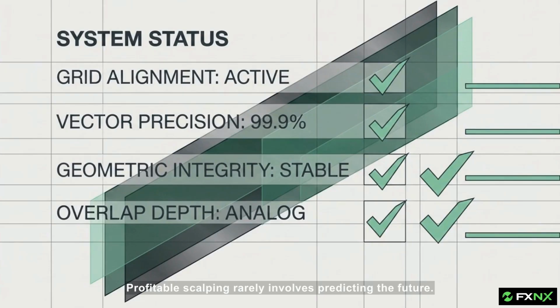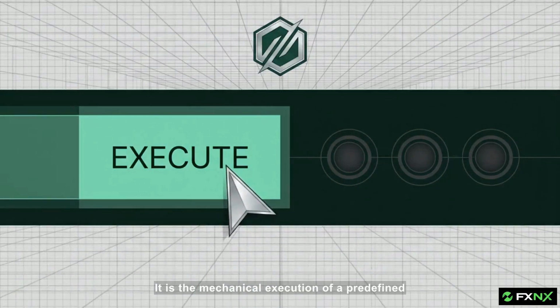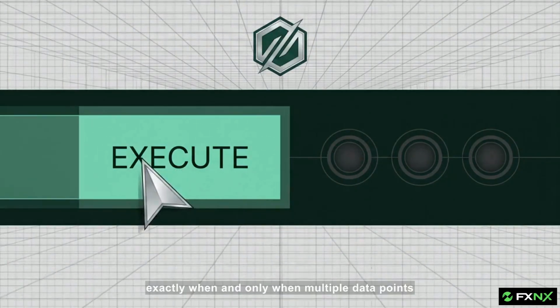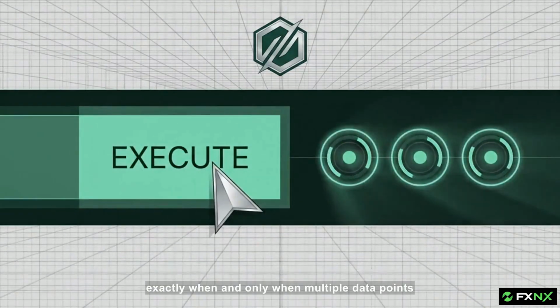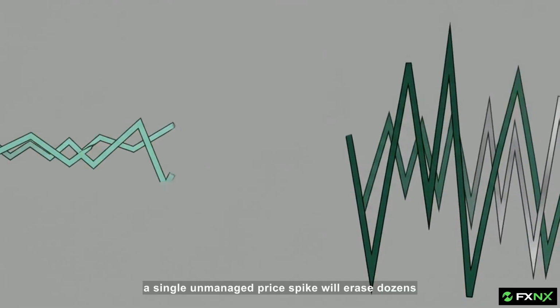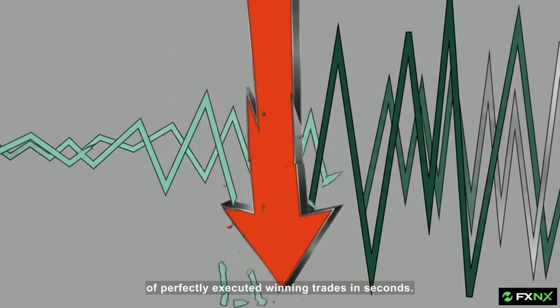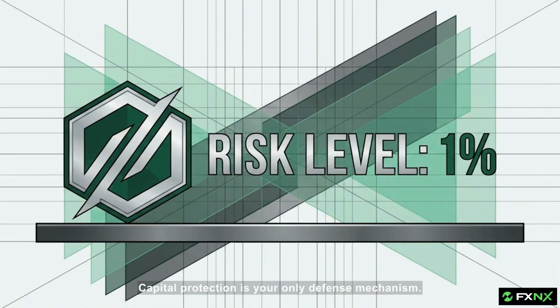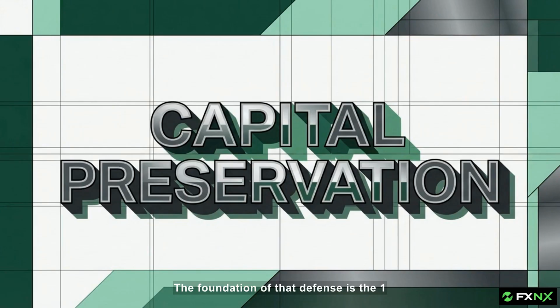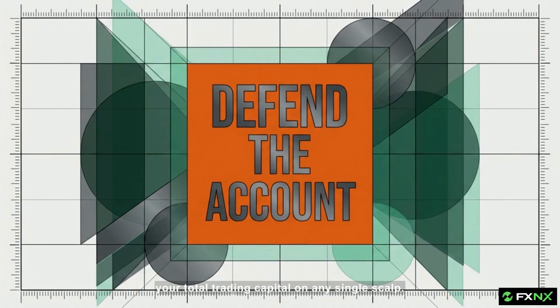Profitable scalping rarely involves predicting the future. It is the mechanical execution of a predefined system exactly when and only when multiple data points align. In a market moving at this velocity, a single unmanaged price spike will erase dozens of perfectly executed winning trades in seconds. Capital protection is your only defense mechanism. The foundation of that defense is the 1% rule. You never risk more than 1% of your total trading capital on any single scalp.